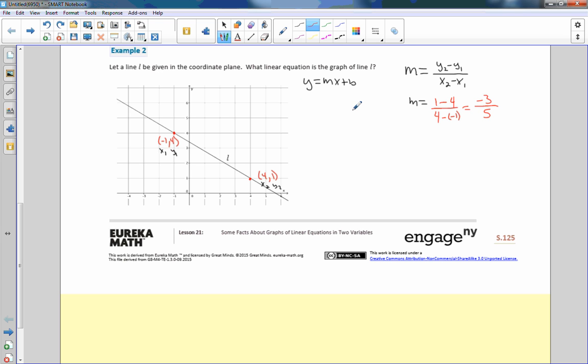Now I'm going to substitute in one of these points and this to find my b. So I have a y, which is 1. I have an m, which is negative 3/5. And I have an x, which is 4. All I need to find is b. So once I get an equation where I only have one unknown, we can find it. So I'm going to simplify this. So that's negative 3 times 4 is negative 12 over 5 plus b.